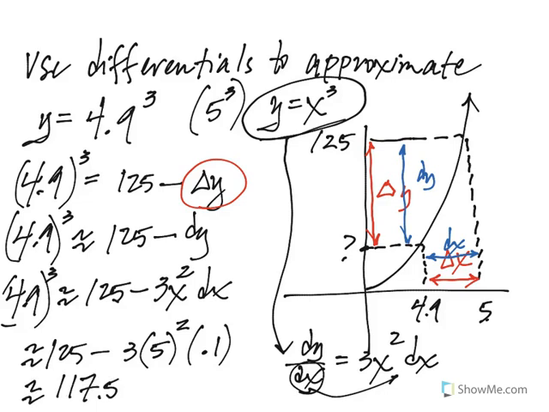And I can use my calculator and actually calculate that. That gives you 117.5. This is my approximation of 4.9 cubed. And if I just use my calculator and took 4.9 and cubed it, I end up getting 117.649. That's not what I'm looking for. I don't want an exact answer. I want a differential approximation assisted answer. And 117.5 is it.